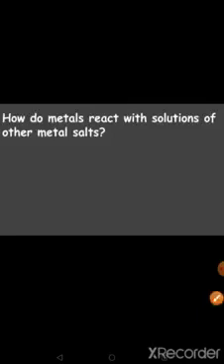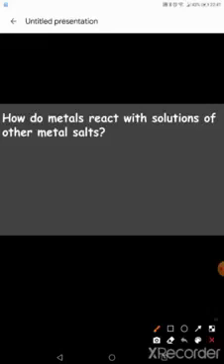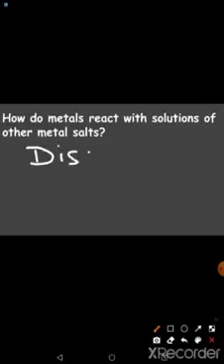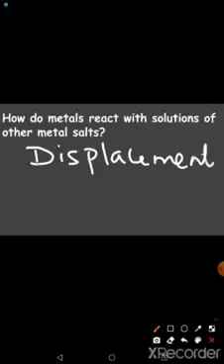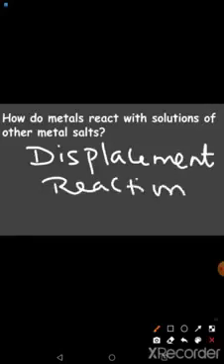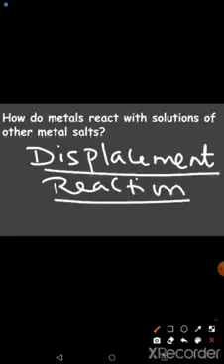While doing chapter number 1, we have learnt about displacement reaction, right? What's a displacement reaction? A reaction in which a more reactive metal displaces a less reactive metal from its salt solution is called a displacement reaction. I'll give you an example here.